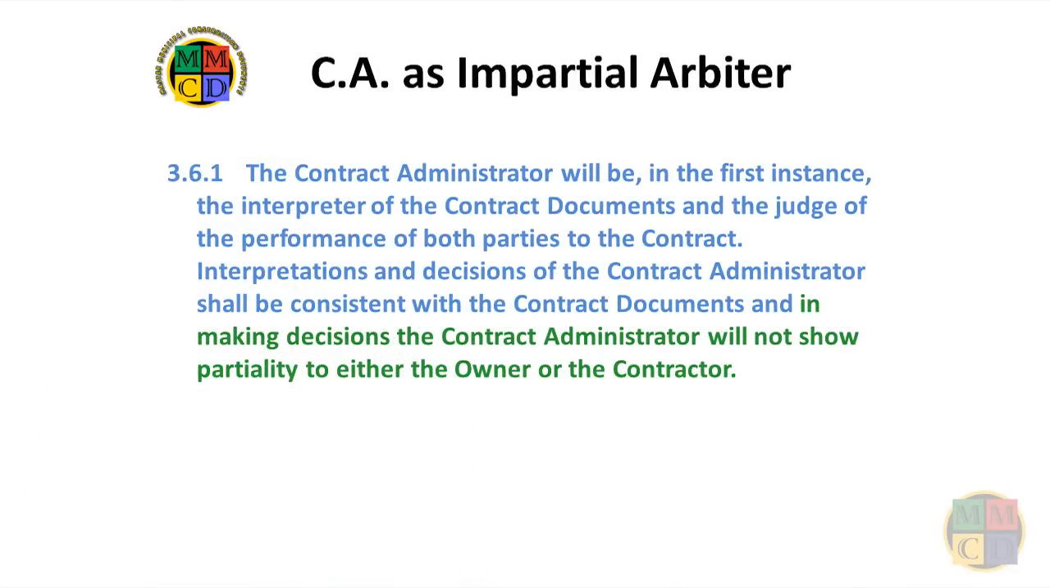Finally, let's consider the difficult role of impartial arbiter. It's in this role that the CA faces the most difficult issue of potentially rendering decisions with which the owner may not agree. GC 3.6.1 is written both to describe the role and to protect the CA when making unpopular decisions.